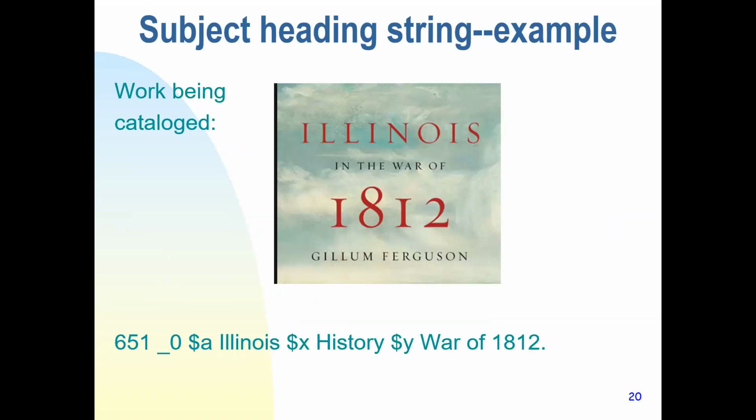Here's an example of a subject heading string. If we were cataloging Illinois in the War of 1812, then the subject heading would be Illinois with a subfield X, which is a form subdivision, history, and then a subfield Y for the time period, War of 1812. So it's not just a general work about Illinois, but in particular, the specific time period of the War of 1812 in Illinois history.